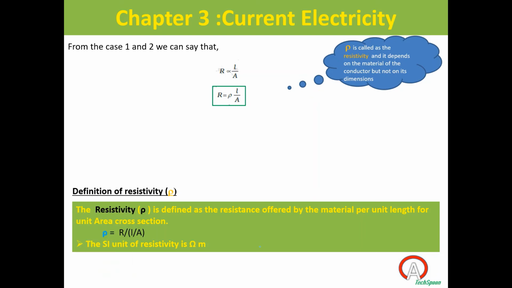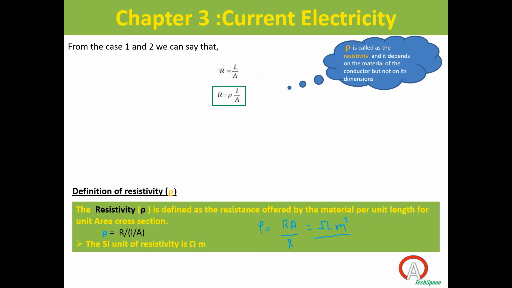What you need to do is just substitute the units of the different parameters in the equation. What are the different parameters? Rho is equal to RA by L. What is the unit of resistance, Joshua? Sir, ohm.